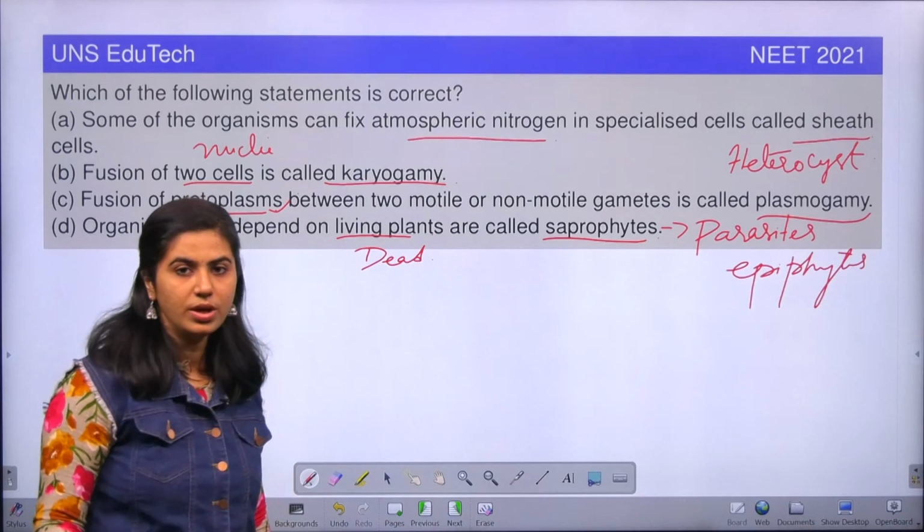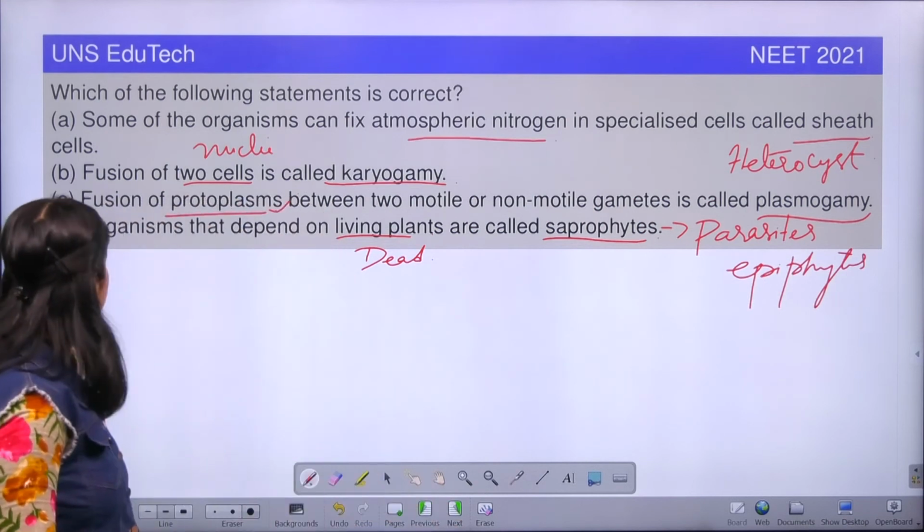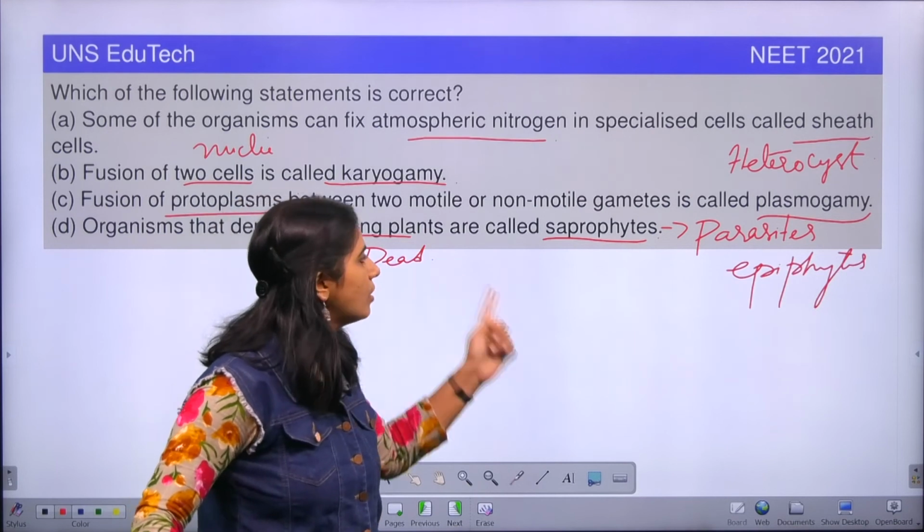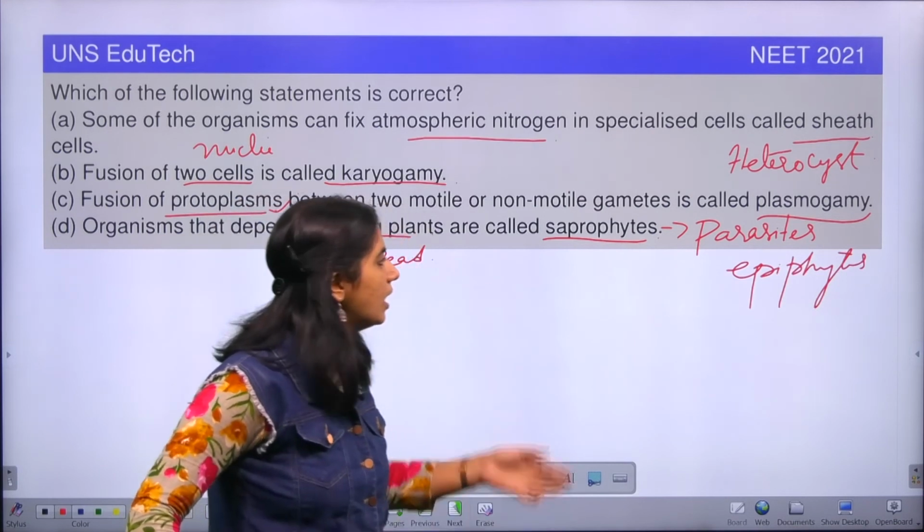Right. So, here the correct answer is option C. Fusion of protoplasm between two motile or non-motile gametes is called plasmogamy.